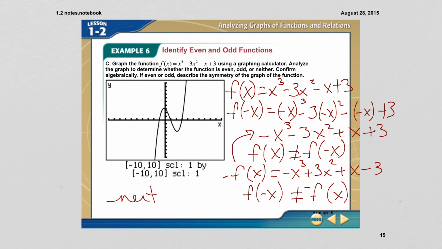It is not an odd function, and it's not an even function.